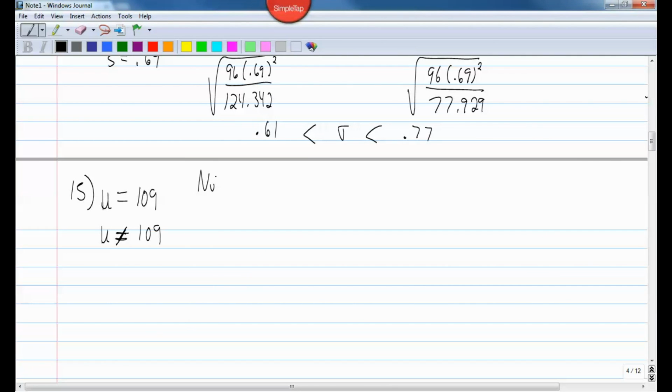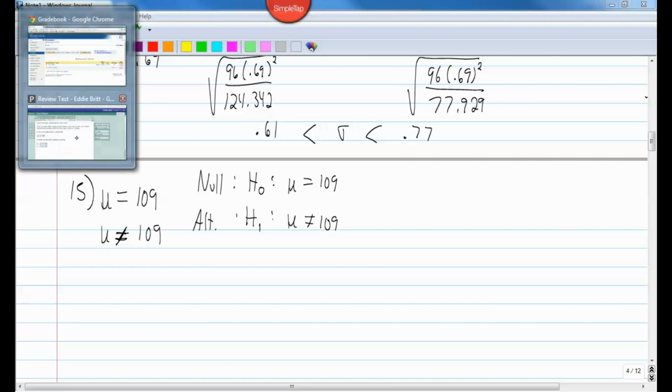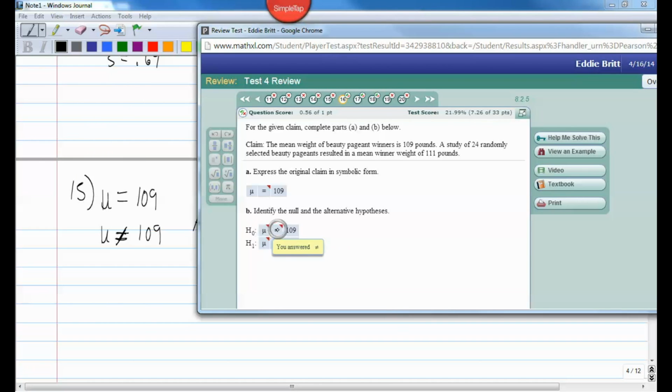And for a null hypothesis, we use H sub O. So for this claim, our null hypothesis is going to be mu equals 109. Our alternate hypothesis is H sub 1. That's going to be mu is not equal to 109. Null hypothesis, alternate hypothesis. So in this problem, H sub O, mu equals 109. H sub 1, the alternate hypothesis, mu is not equal to 109. Okay, let's look at another one of those. I think we have a couple of those on here.